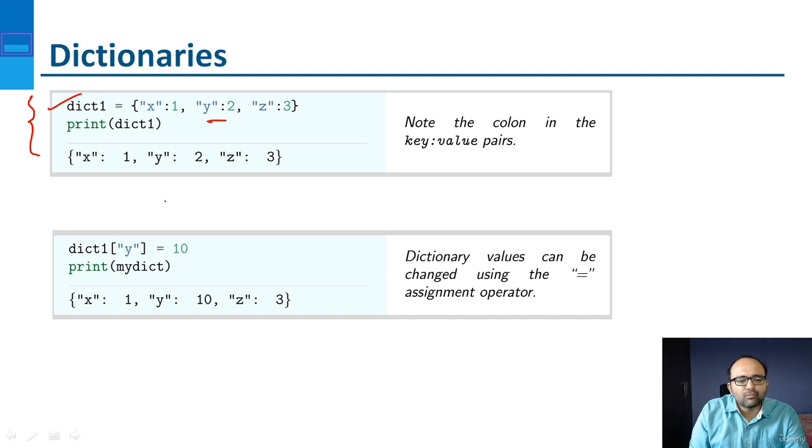This is the basic dictionary we have already discussed. Now I want to modify a key's corresponding value. Let us suppose I want to update the value for Y from 2 to 10. In that case I can identify the key and write dict1 of key is equal to the new value. The new value is 10. Later we can display dict1, and that will give you the updated one.